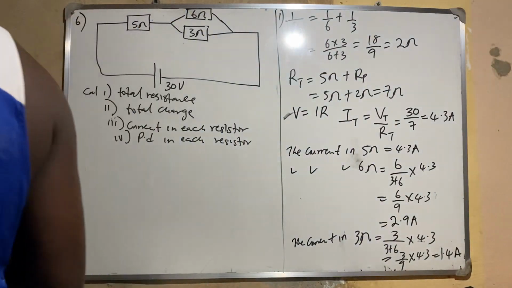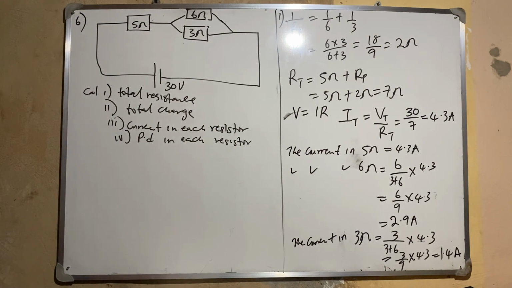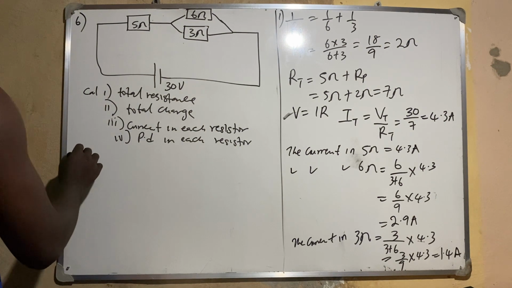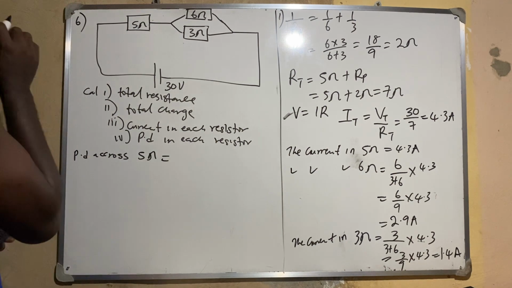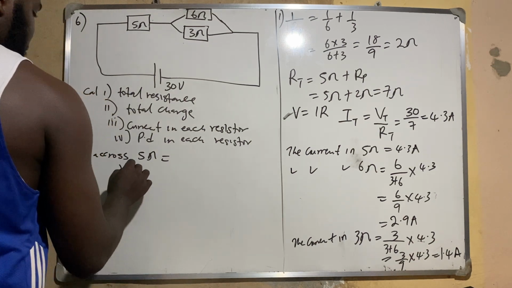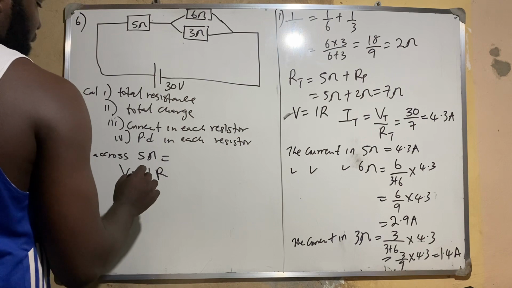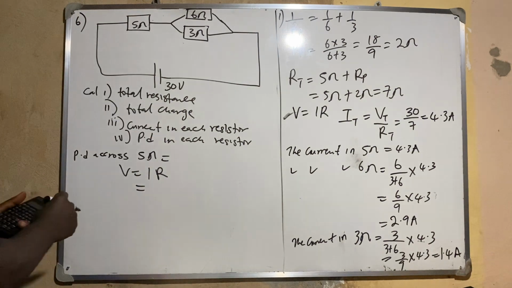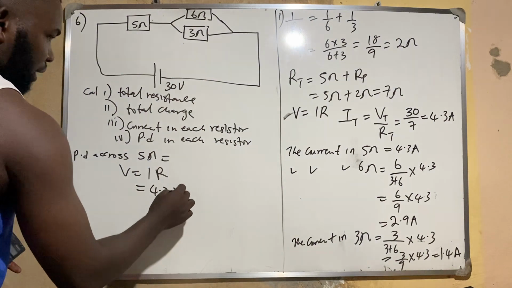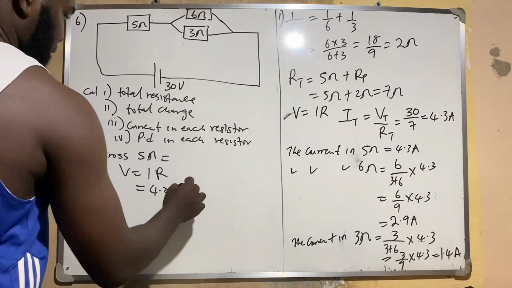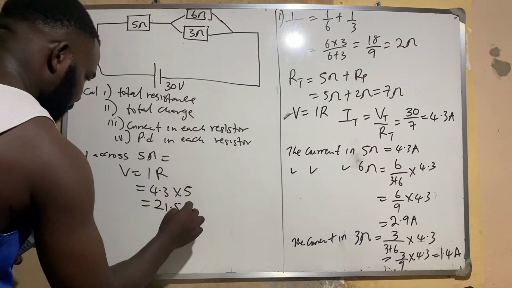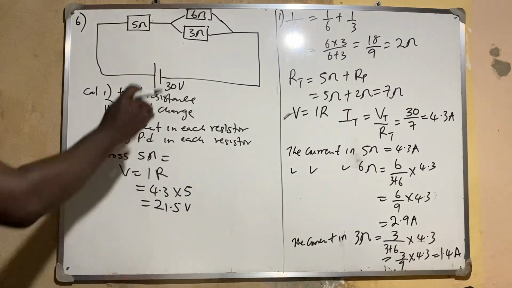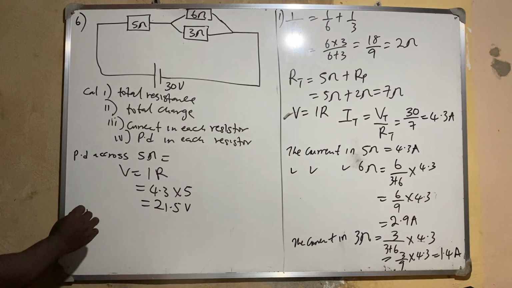Then we should calculate the potential difference across them. The potential difference across the 5 ohms will be, you know that V is equal to IR. The current that entered there was 4.3, times R, which is 5. So 4.3 times 5, I have 21.5 volts.